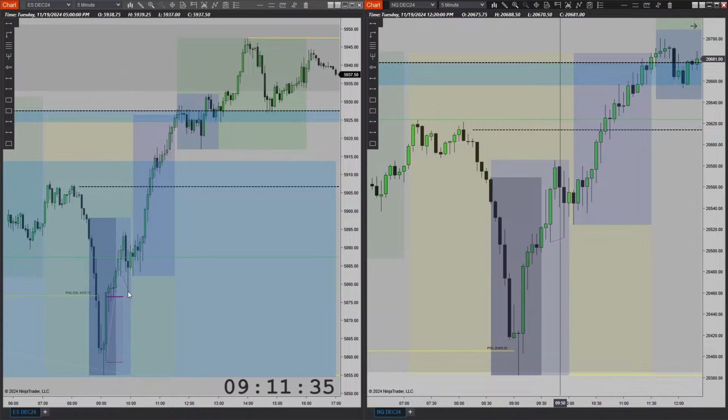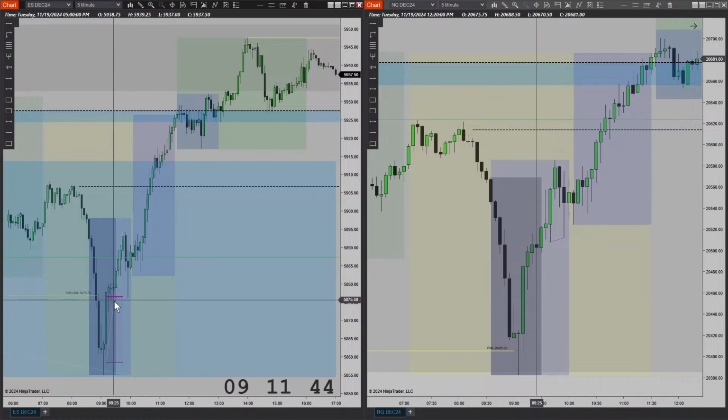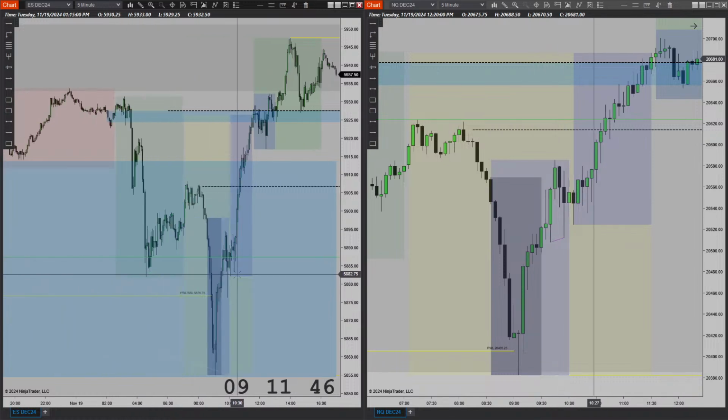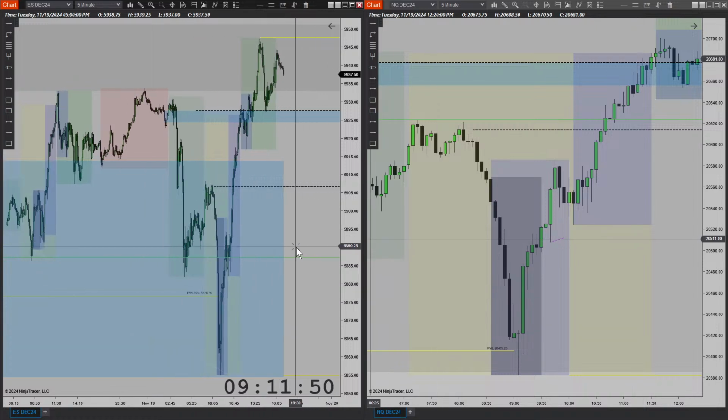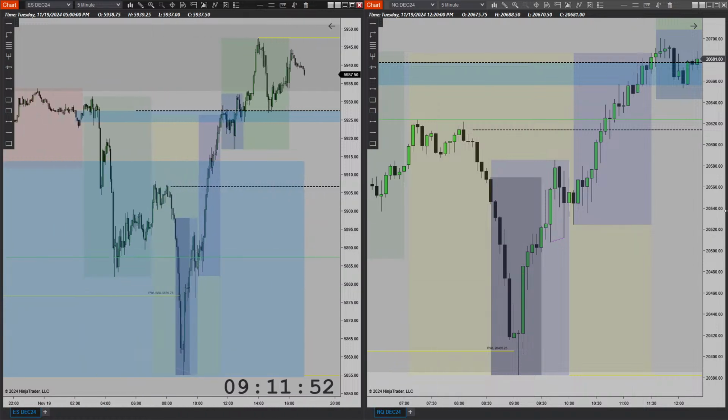Okay, so again, SMT here, price drew into 50% of the range, and you could have gotten long right here, and then price drew higher after that. So pretty good morning session. So I come into the afternoon.